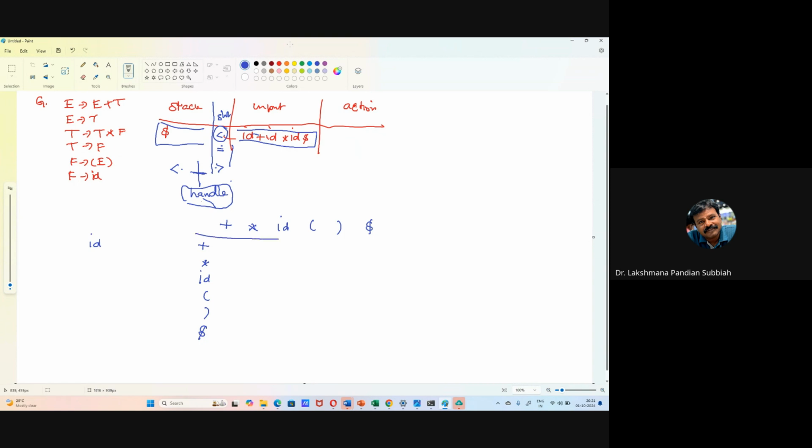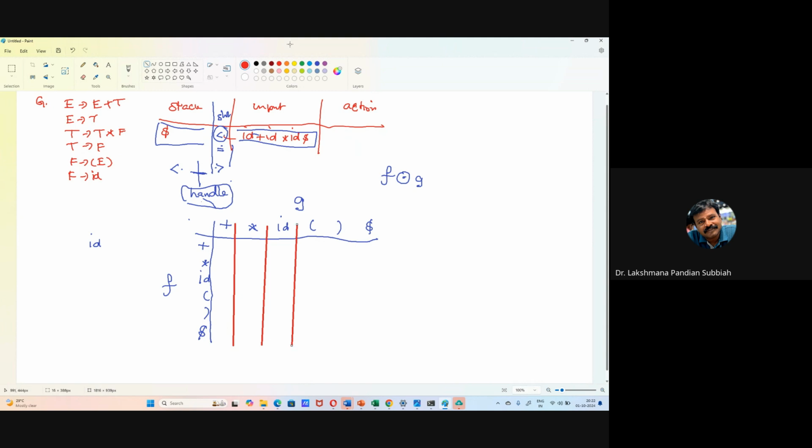Now we are going to produce the relation between these two terminals. The row is f of, and the column is g of. We are going to find out what the relation is between f of and g of. So f of may be this operator, then what is the relation between this plus and that plus? We are going to see that. Now we have to construct a table first. This is called the precedence table. We are going to construct the precedence table.